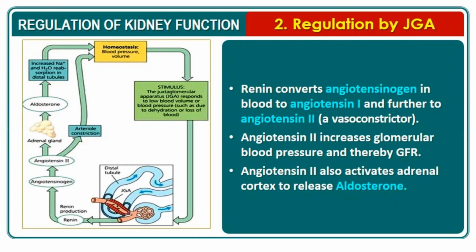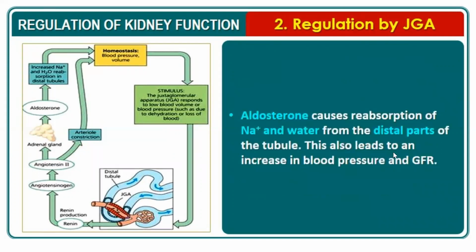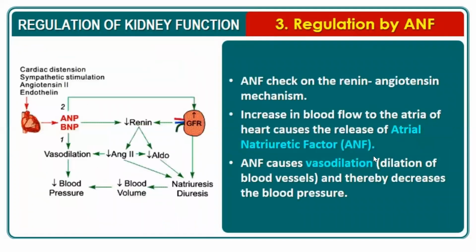Angiotensin 1 and 2 also activate the adrenal cortex, which is present in the adrenal gland, to release aldosterone. Aldosterone increases sodium and water reabsorption in the distal tubule that will balance homeostasis. Aldosterone causes reabsorption of sodium and water from the distal parts of the tubule, and this also leads to an increase in the blood pressure and GFR.